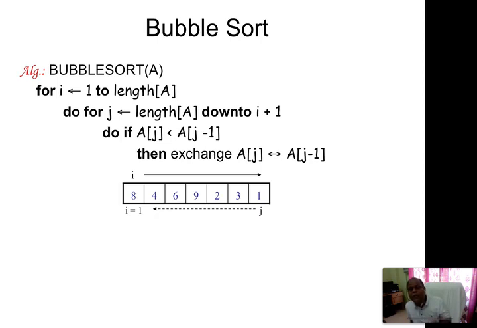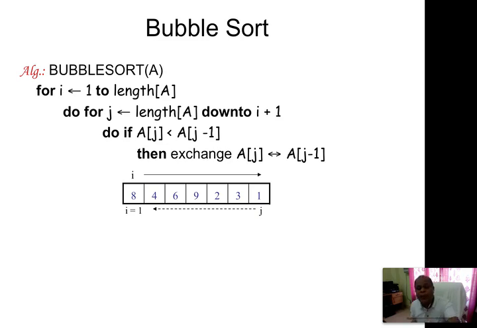For j is equal to length of A, because from the last element you are comparing with the previous element. Hence the j value will be length of A, the last index of the array, down to I plus 1, because you will go up to I plus 1 and compare with the A I element. That's why j is equal to length of A down to I plus 1. Do: if A j is less than A j minus 1, that means if the right hand element is less than the left hand element in the comparison, then you do the exchange. This is the bubble sort algorithm.